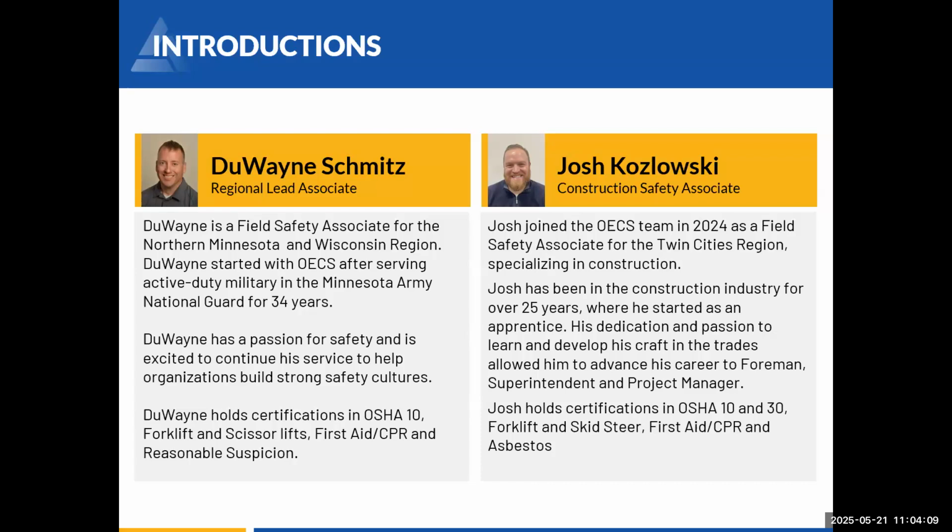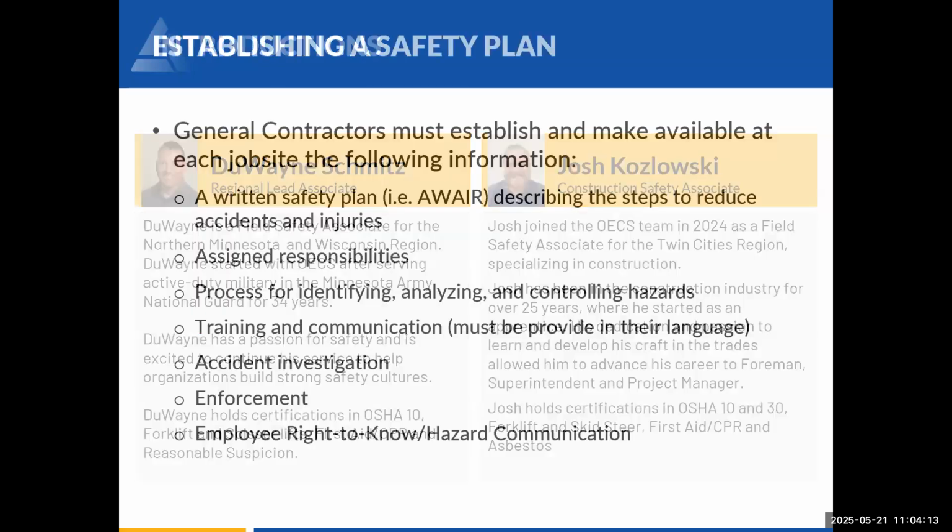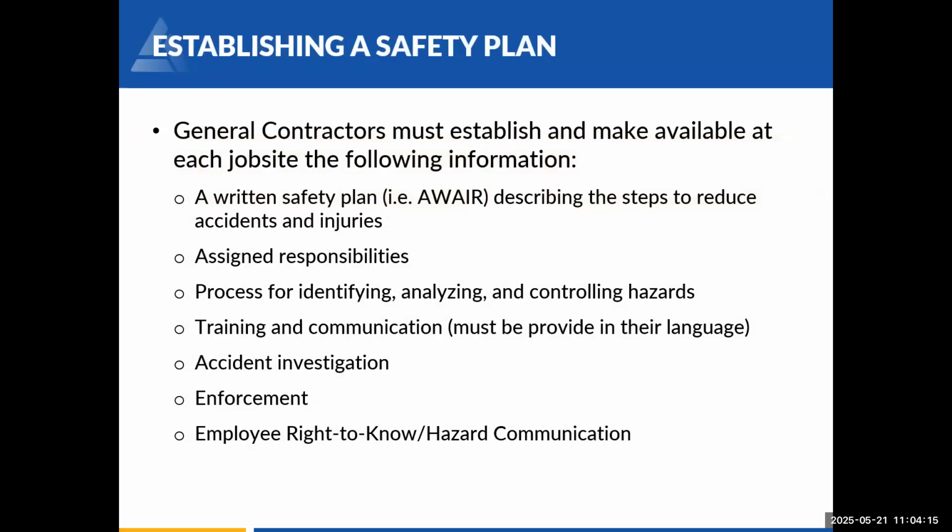All right, with that, we will start in with our general contractor requirements. So the first thing we want to look at is establishing a safety plan. When we get into the general contractors, one of the first things when I went on site and OSHA showed up is they want to look at the AWARE program. They want to make sure it's clearly stated goals, and then also the objectives for meeting those goals. And the next thing we want to look at then is the assigned responsibility.